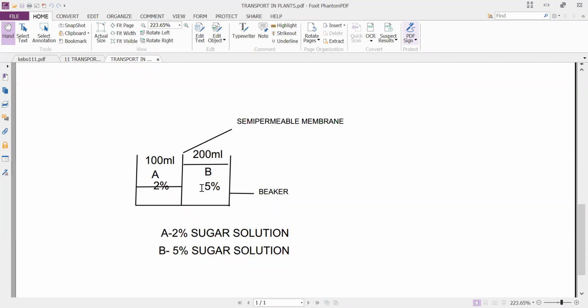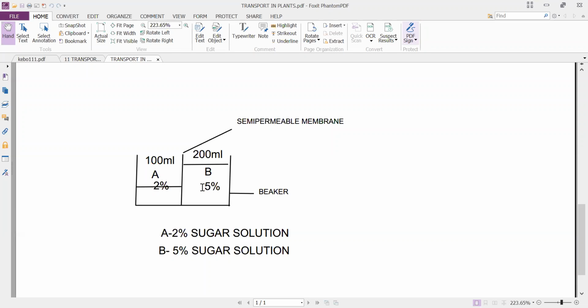When you observe here, from where to where will the water move? From A to B or B to A? Can anyone say? First of all, which region has more water potential, A side or B side? A has more water potential.